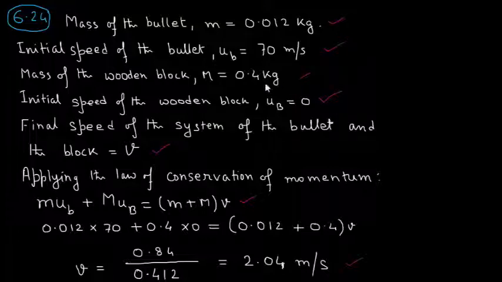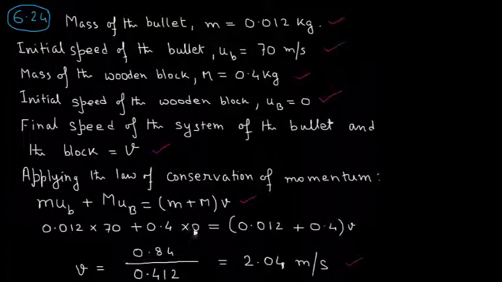Initial speed of the bullet is u small b, and initial speed of the wooden block is U capital B, which is equal to 0. Final speed of the system of bullet and the block is equal to V. Applying the law of conservation of momentum, m u small b plus capital M U capital B is equal to (small m plus capital M) V.